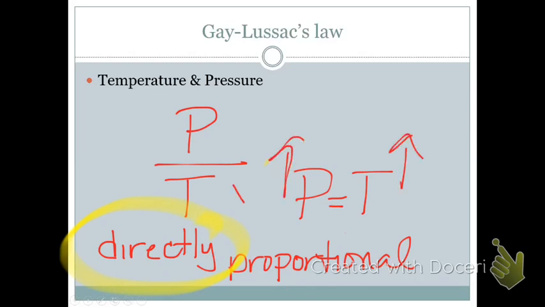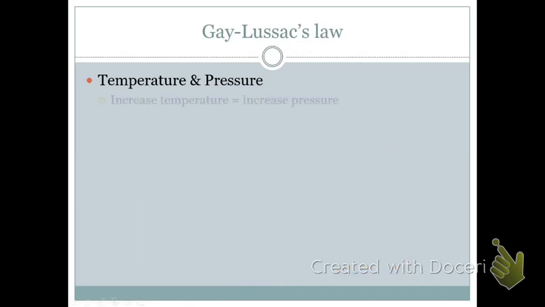If my pressure goes up by a factor of 2, my temperature is going to go up by a factor of 2. They are directly proportional to each other. So an increase in temperature means my pressure is increased, and a decrease in temperature means that my pressure has decreased, because they are related to each other. It is Boyle's law where pressure and volume are indirectly or inversely proportional to each other. But in Charles' law, volume and temperature are directly proportional, and here in Gay-Lussac's law, pressure and temperature are directly proportional to each other.